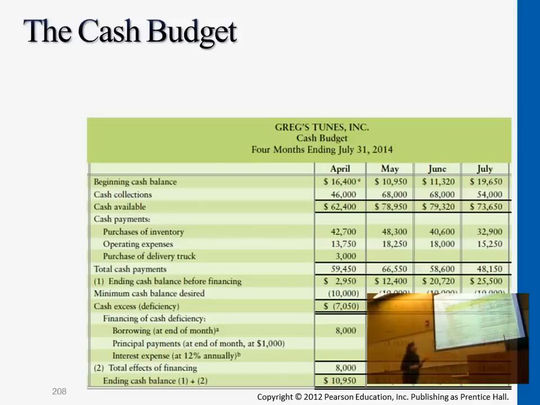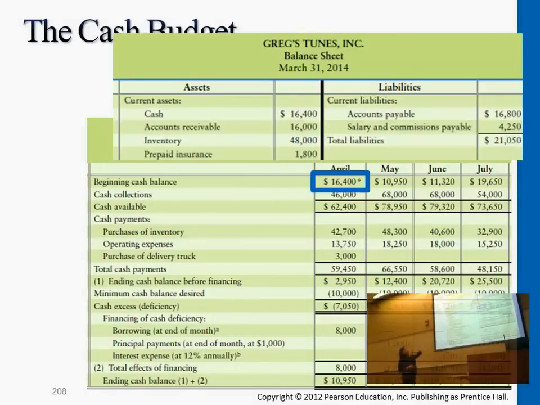From previous month, and specifically the previous month's balance sheet, right? Cash is the first account in the balance sheet. So you'll need to refer to the March 31st balance sheet to get that $16,400. That's the first line of April.